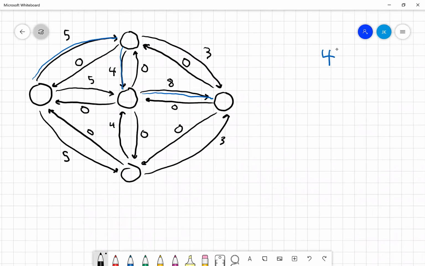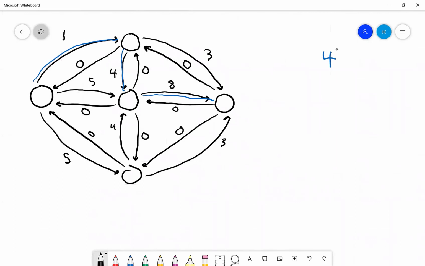And now, not only are we going to reduce each of those edges by 4, so that this becomes 1, and this becomes 0, and this becomes 4, we're also going to add residual capacity going back in the other direction. So we put 4 units back in this direction, we put 4 units back in this direction, and we put 4 units back in this direction.